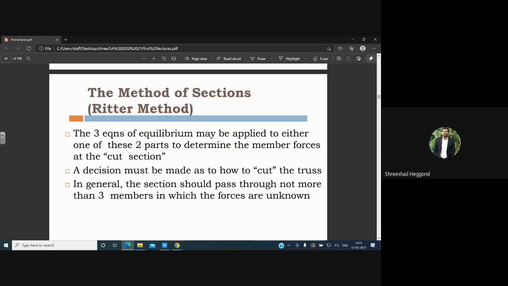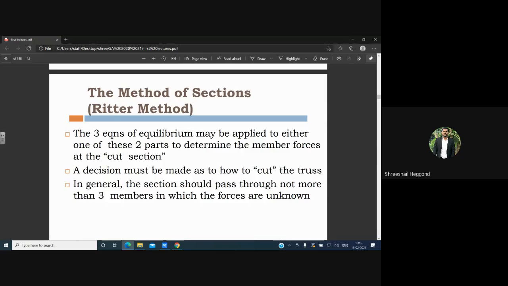A decision must be made as to how to cut the truss, because you cannot cut the truss randomly. Therefore, before starting the analysis, you need to analyze the truss and take a decision on where to cut it. In general, the section should not cut more than 3 members in which the forces are unknown.